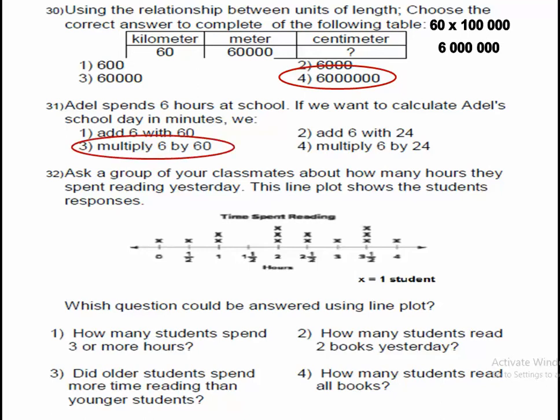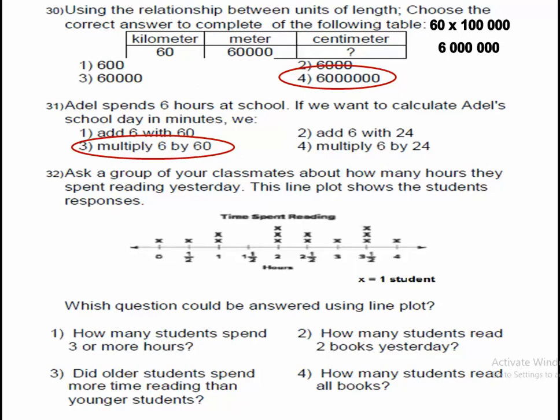Ask a group of your classmates about how many hours they spent reading yesterday. This line plot shows the students' responses. Okay, here this line plot is talking about time, so I must choose a question which talks about time. Which question could be answered using this line plot?